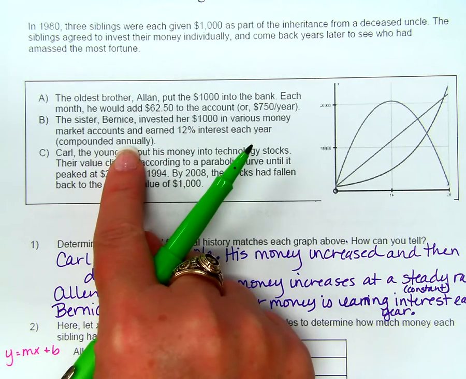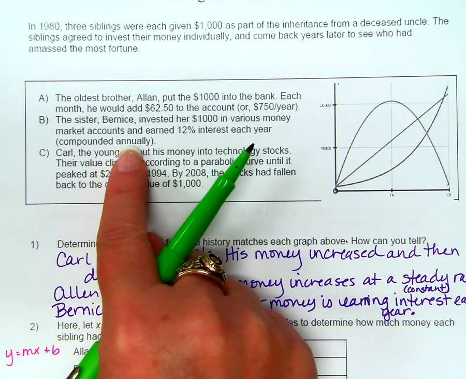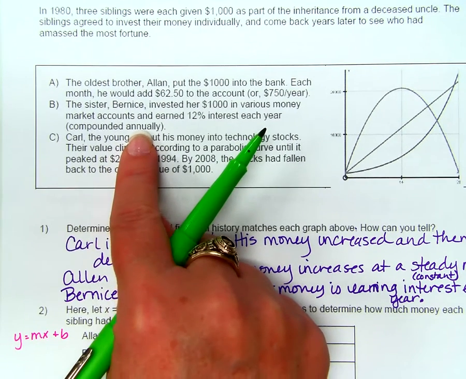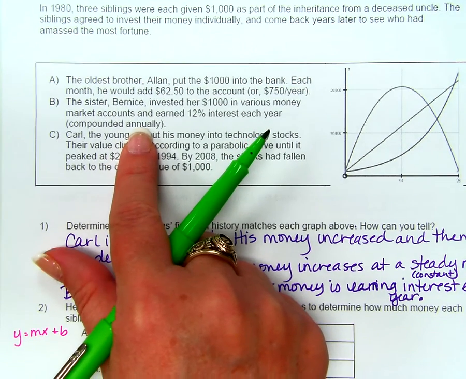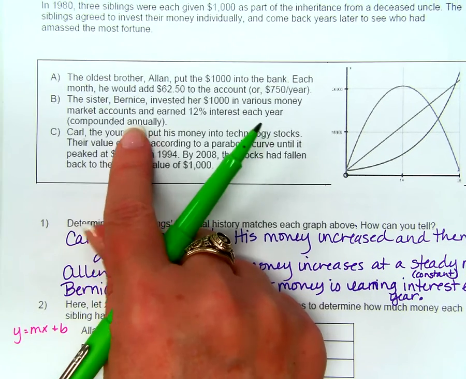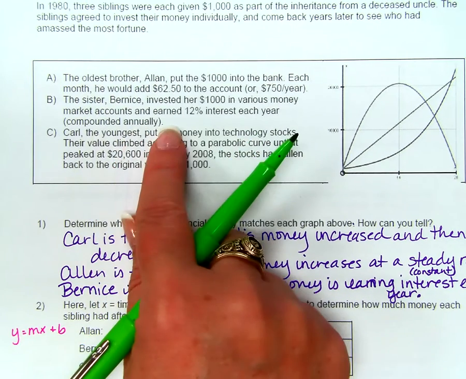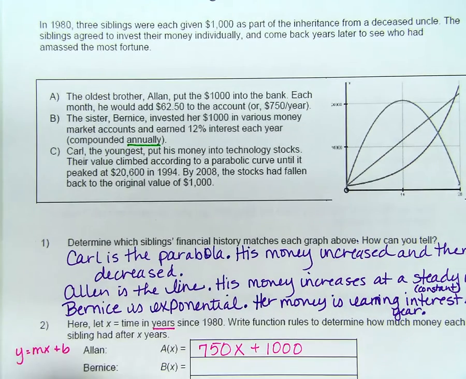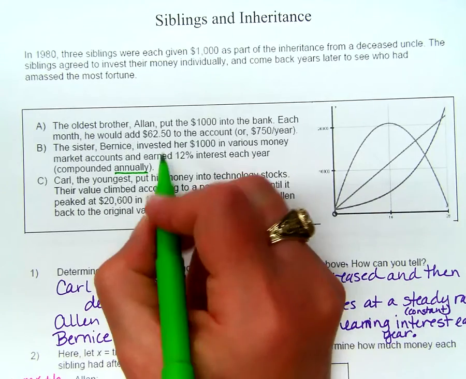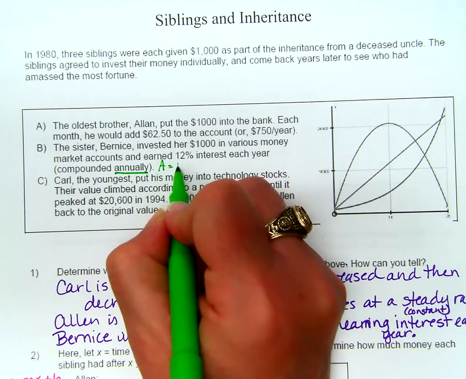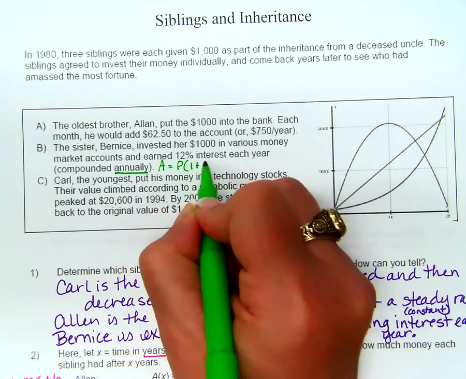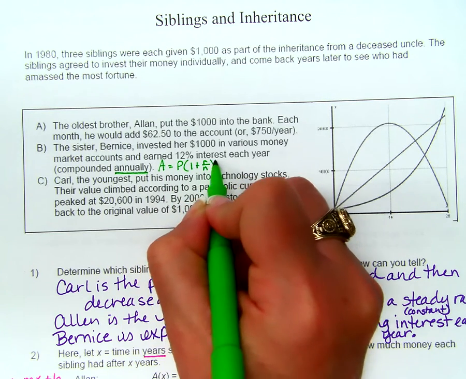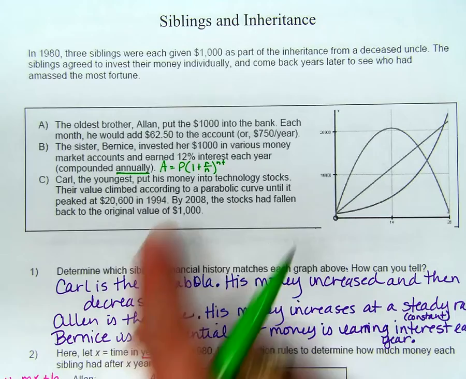Something with an exponent, right? We talked about several different formulas when we're compounding. This is being compounded annually, so it's not anything with an E in it. Okay? We talked about that formula. Do you remember that?